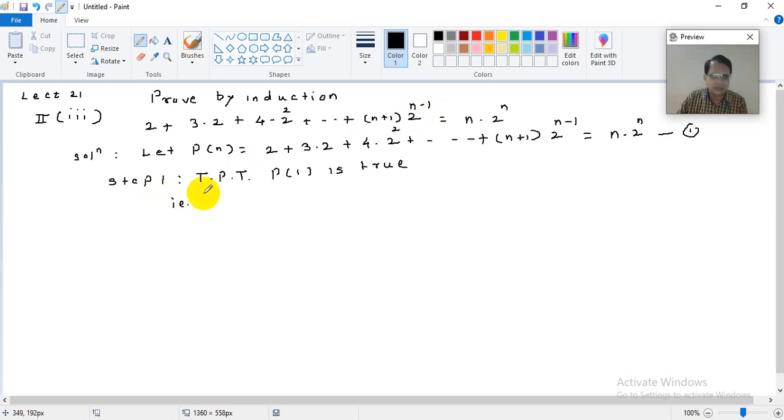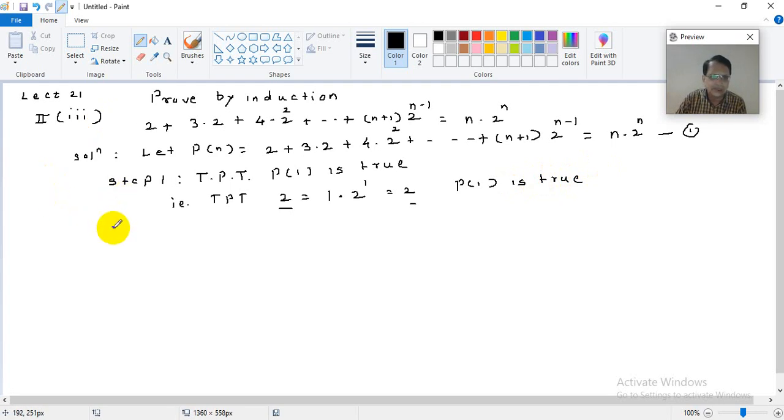So we should say that is to prove that 2 is equal to 1 into 2 raised to 1, because here also I will put n is equal to 1. So what it will be? It will be 1 into 2 raised to 1. And so this is also 2. Right? This is also 2. So 2 is equal to 2. Result is true. So P1 is true. Very simple step. Always in induction method, whenever we are doing problems, the first step is very simple. Just you have to put n is equal to 1 and get the things done.